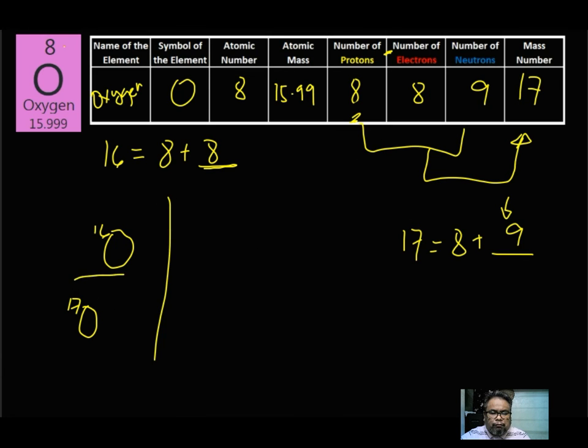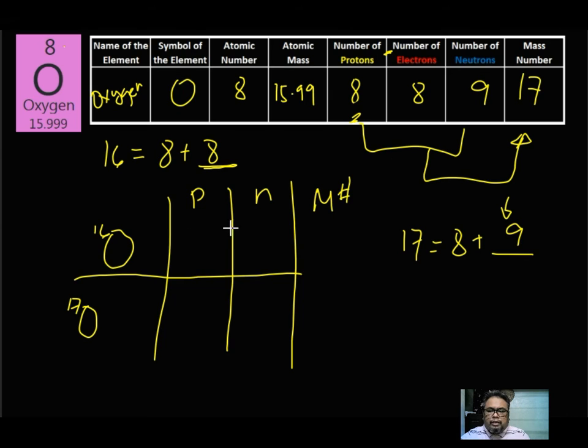Now, if this is the protons, this is the neutrons, and then this is the mass number. So, earlier, oxygen 16 has protons of 8, neutrons of 8, and a mass number of 16. But the isotope of oxygen, oxygen 17, still has 8 protons, the same, but its neutrons is 9. So, they differ in neutrons. So, when we add this up, we have 17. Okay, so, that's how simple it is. It only looks difficult but it is easy. Try doing it.